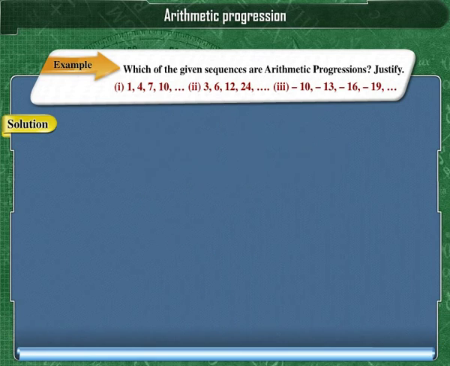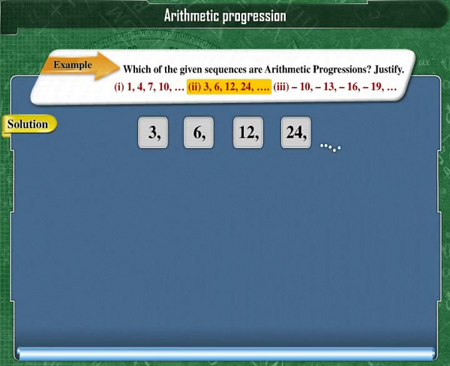In the second list of numbers, 3, 6, 12, 24, and so on, the first term T1 is 3. The second term T2 is 6. The third term T3 is 12. The fourth term T4 is 24, and so on.